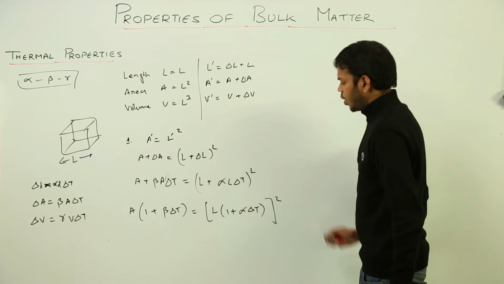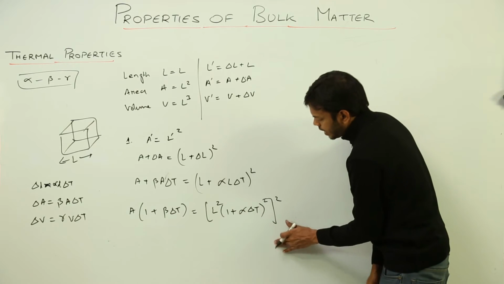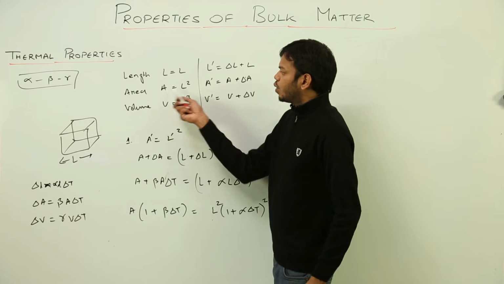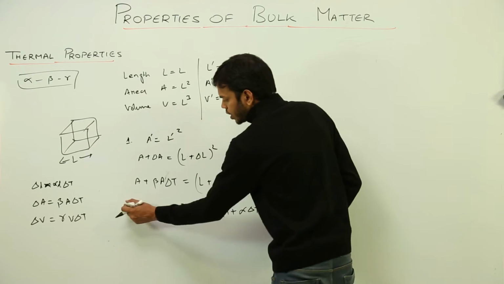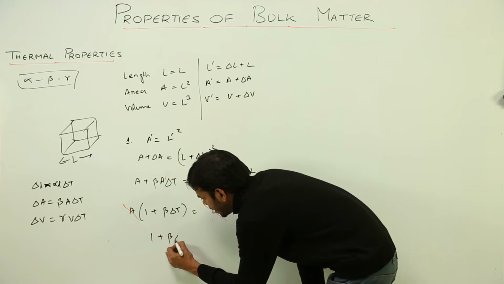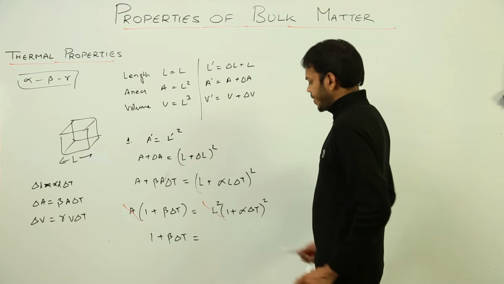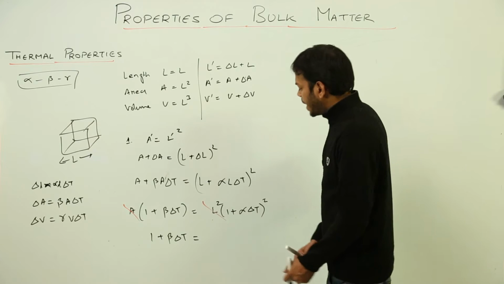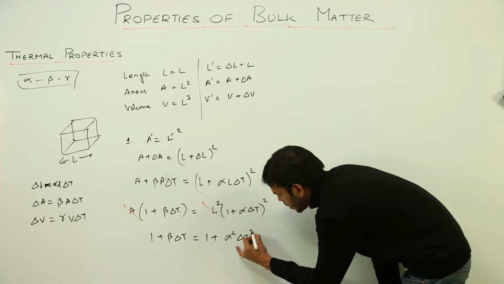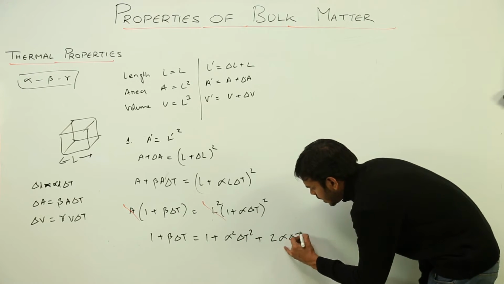This thing is whole square, or I'm putting the square thing inside, it will be L square here and square here, right? A is equal to L square, so you can cancel out these two terms. So now we are left with 1 plus beta delta T is equal to 1 plus alpha delta T whole square. So just use the formula and expand it. It will be a square plus b square plus 2ab, twice 1 into alpha delta T.